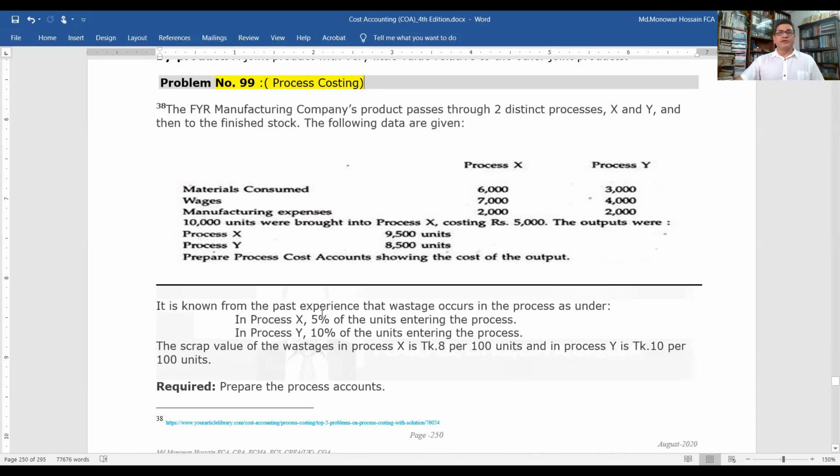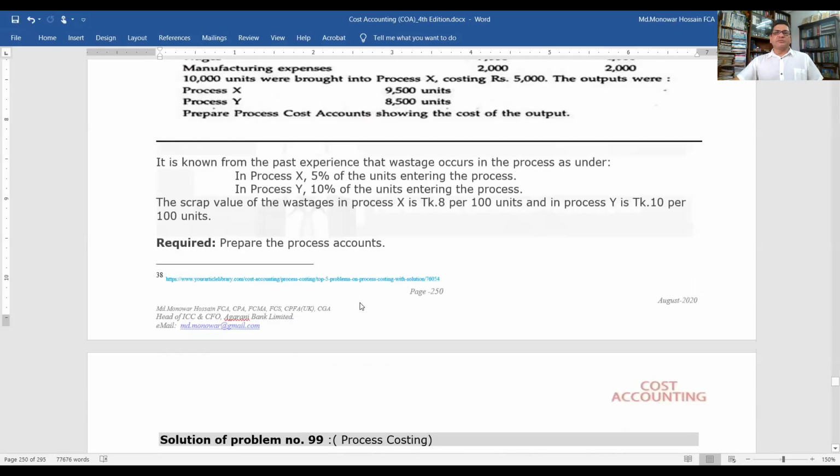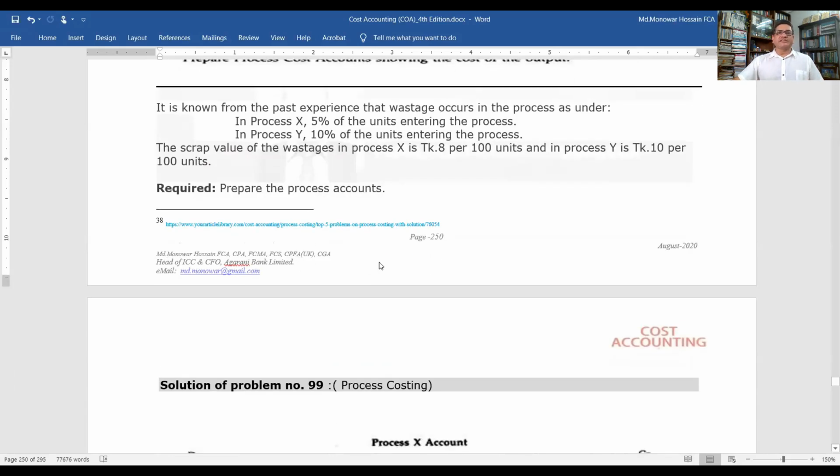We have to prepare the cost accounts and show the cost of the output within this figure. It is known from past experience that wastage occurs in the processes as follows: in process X, 5% of the units entering the process, and in process Y, 10% of the units entering the process. The scrap value of the wastage of process X is taka 8 per 100 units, and of process Y taka 10 per 100 units. So we have to prepare the process accounts.